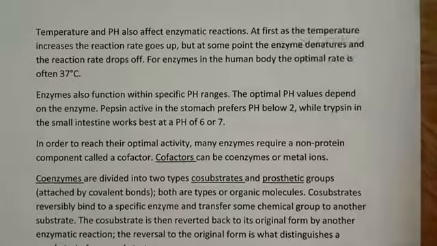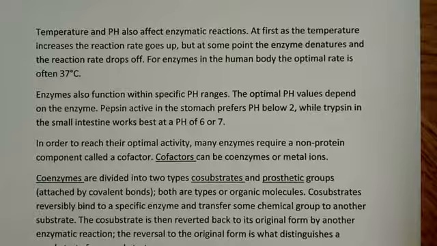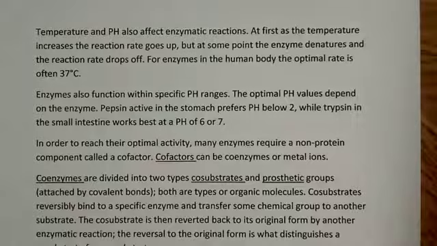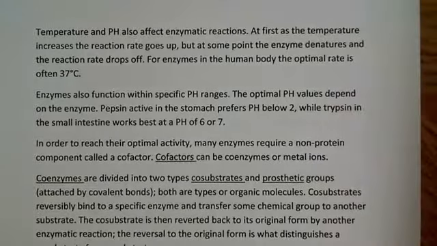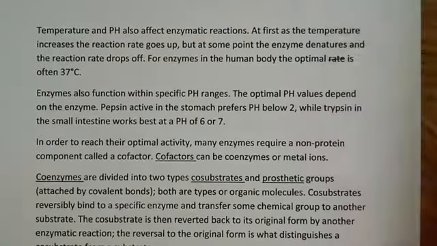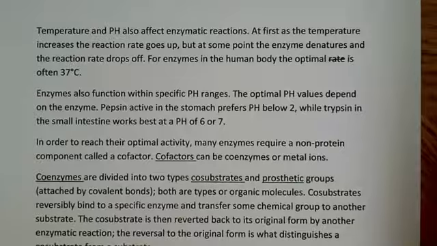So it's kind of interesting that at first with these enzymes, as temperature increases, the reaction rate goes up. But the problem is, at some point, the enzyme denatures and the reaction rate drops off drastically, or drops off altogether, rather. For the enzymes in the body, the optimal rate is, I shouldn't have said rate. This should say, for enzymes in the body, the optimal temperature is often 37 degrees Celsius.